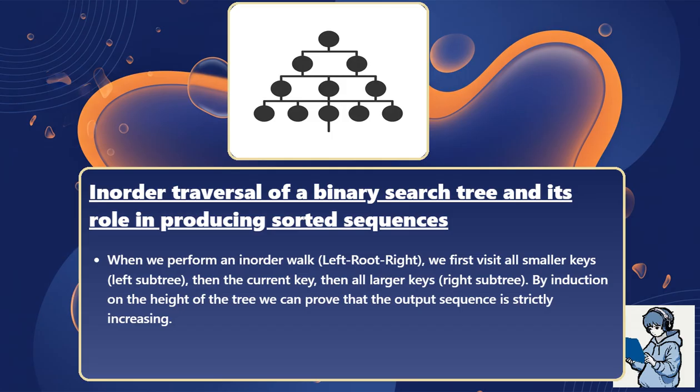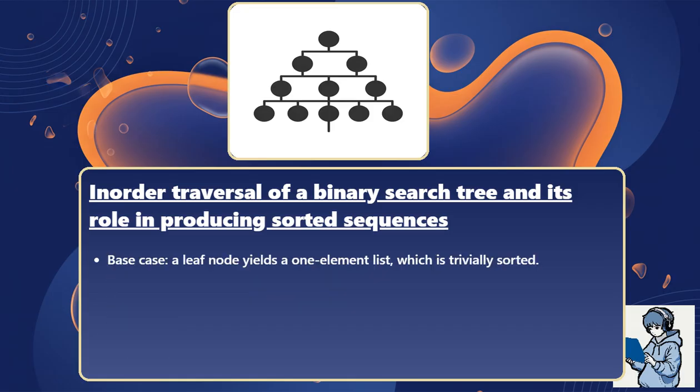When we perform an inorder walk (left, root, right), we first visit all smaller keys in the left subtree, then the current key, then all larger keys in the right subtree. By induction on the height of the tree, we can prove that the output sequence is strictly increasing. Proof sketch. Base case: a leaf node yields a 1-element list, which is trivially sorted.